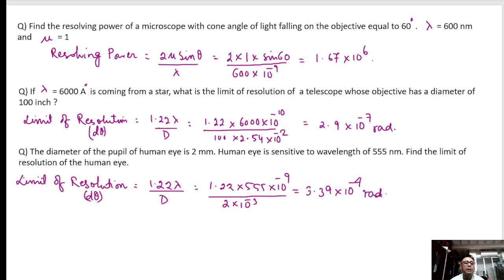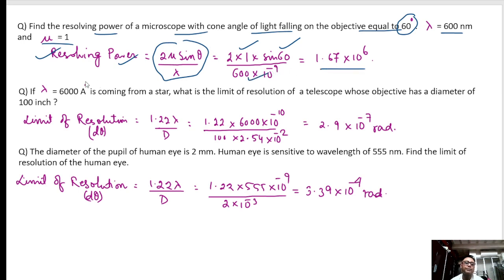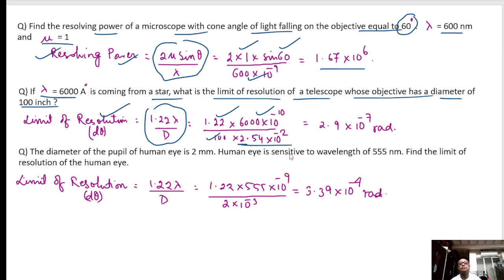Next, find the resolving power of the microscope with the angle of light falling 60 degree and the wavelength given to us. The resolving power of the microscope is 2 mu sine theta by lambda, so we get this. Now the wavelength is from a star; what is the limit of resolution of the telescope? The objective diameter is given as 100 inch. The limit of resolution of the telescope is 1.22 lambda by d. Now 100 inch means 2.54 times 10 to the power minus 2 meter per inch. So this is the limit of resolution.